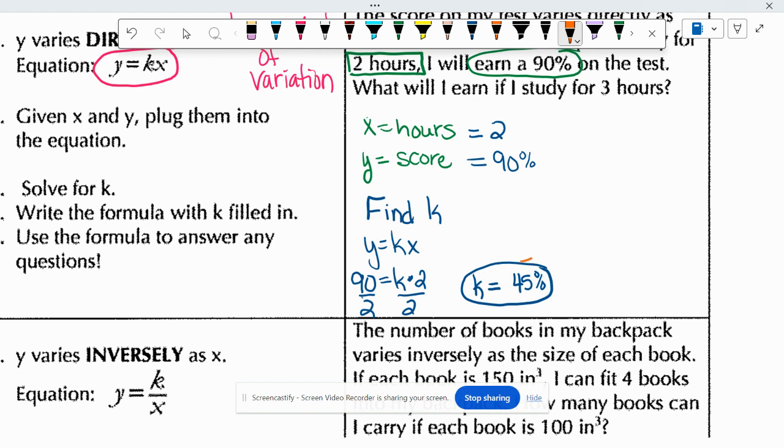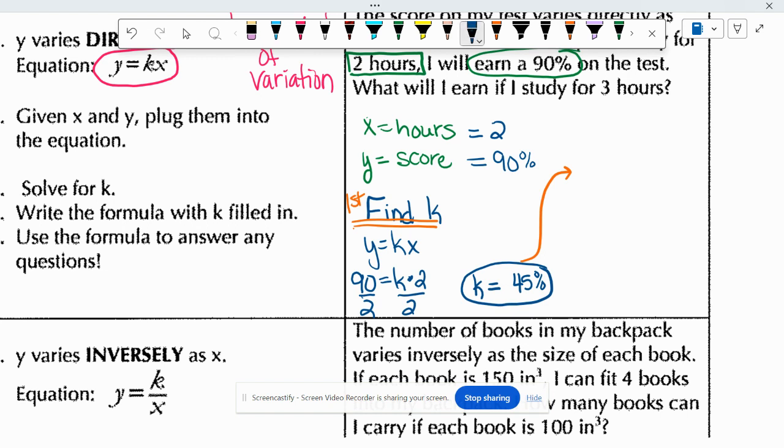So that's the first part. The first thing that you have to do is find k. That's the first thing that you have to do. Okay. Now that we've found k, it says, okay, so what kind of grade am I going to earn if I study for 3 hours? So what is that?